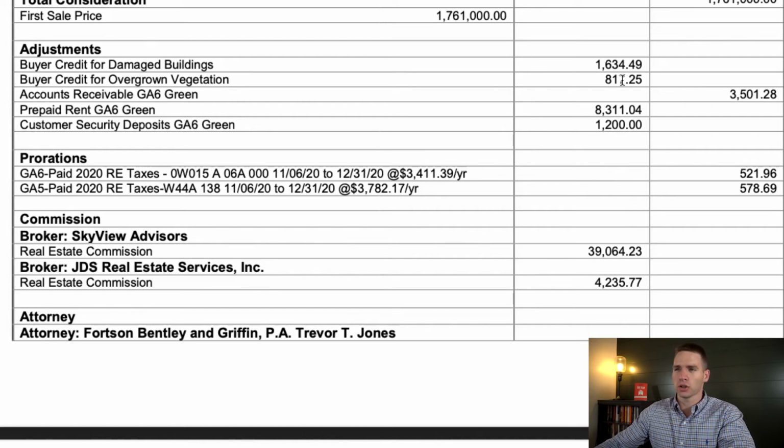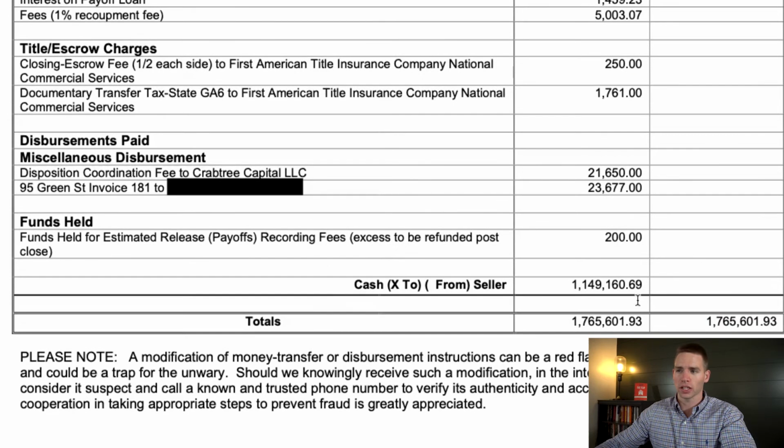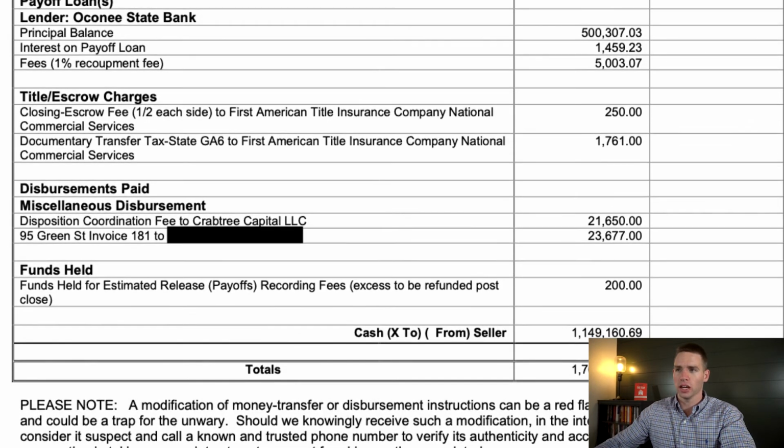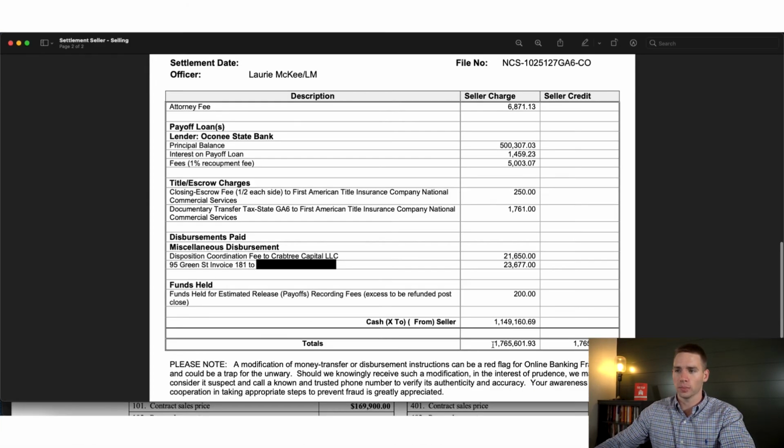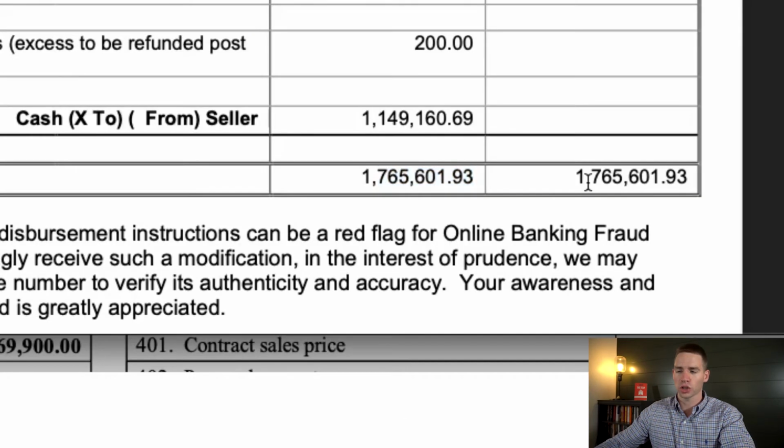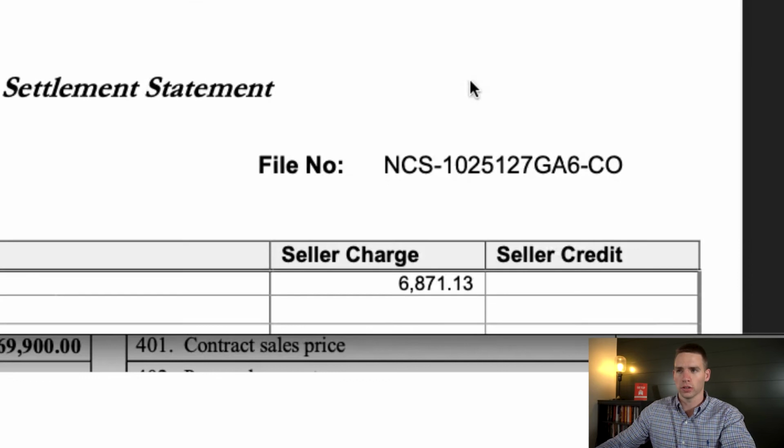So again, seller charge is the amount that's coming out of my pocket, and this is the amount that's going into my pocket. You'll see at the bottom here, if you look at seller charge and seller credit, these two balance out. We're getting charged and credited the same amount. And at the bottom here, we're going to see how much cash we walked away with.